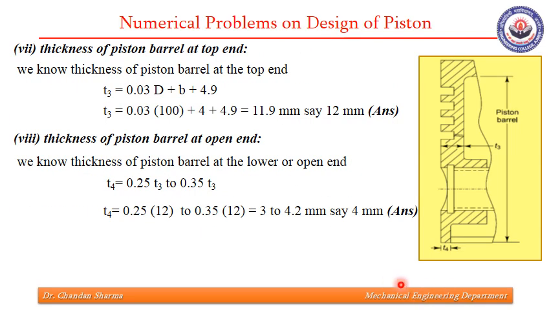Next is thickness of piston barrel at top end. This is the cylindrical portion which is called the piston barrel, and this is T3 at top end and T4 at the open end. So using these simple empirical relations which are given in the data book also, we can find thickness of piston barrel at top end and the open end.